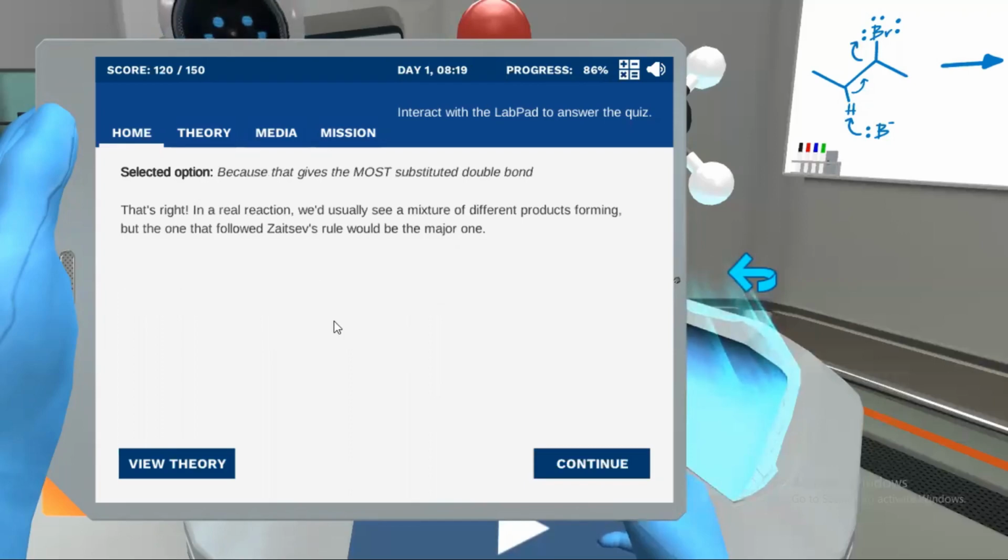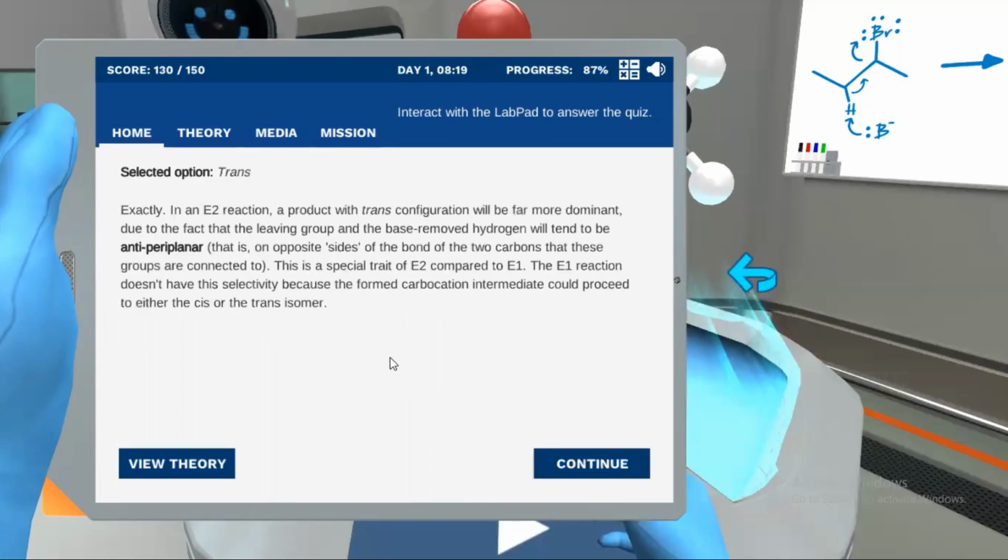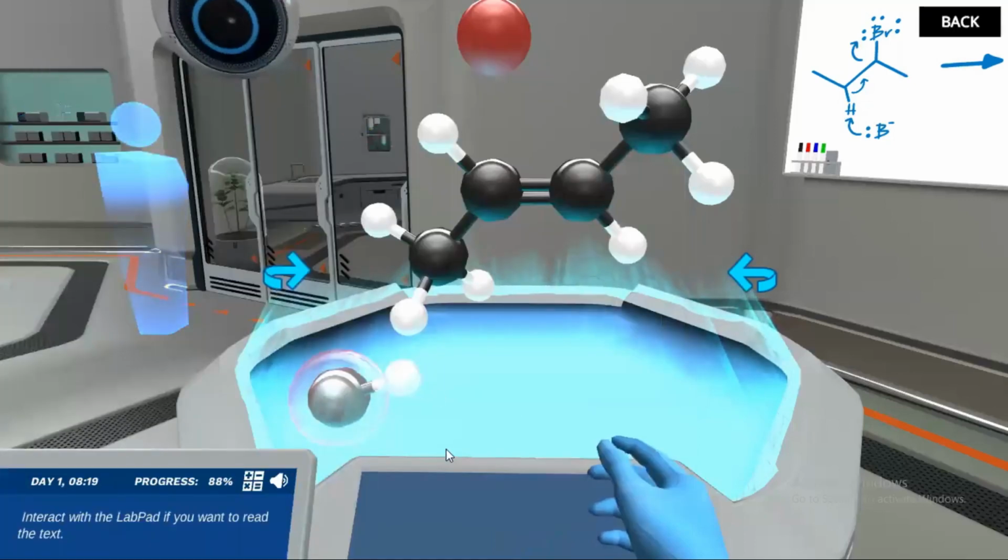That's right. In a real reaction, we'd usually see a mixture of different products forming, but the one that followed Zaitsev's rule would be the major one. What is the configuration of the product around the double bond? Exactly. In an E2 reaction, a product with trans configuration will be far more dominant, due to the fact that the leaving group and the base removed hydrogen will tend to be anti-periplanar. This is a special trait of E2 compared to E1. The E1 reaction doesn't have this selectivity because the formed carbocation intermediate could proceed to either the cis or the trans isomer. Alright, really well done.